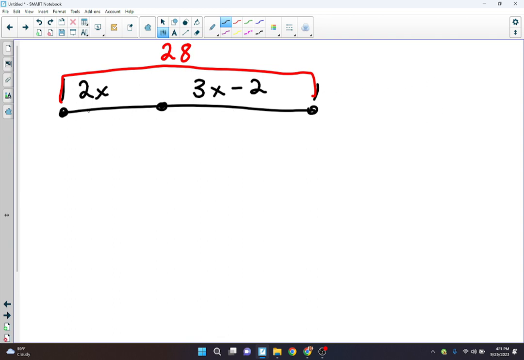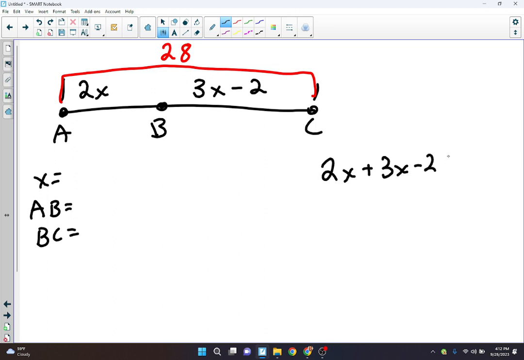Okay. So for this situation, let me put ABC here. I might ask you what is X, what is AB, and what is BC. So notice I'm asking you for 3 things in this question. First, the best thing to do is figure out what the variable X is. These 2 pieces of line add up to the big thing. So we're going to do 2x plus 3x minus 2 equals 28, because the 2 pieces of the line should add up to the whole line.